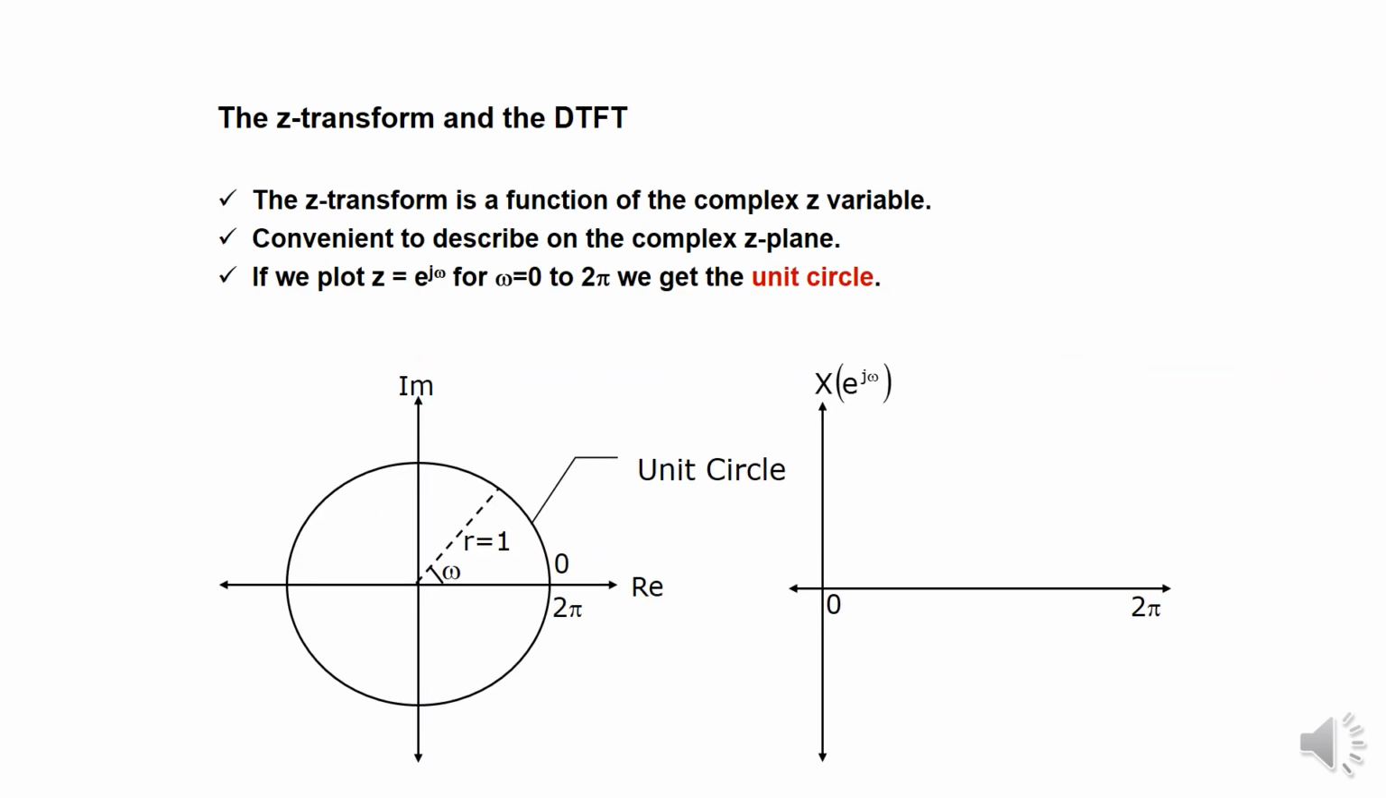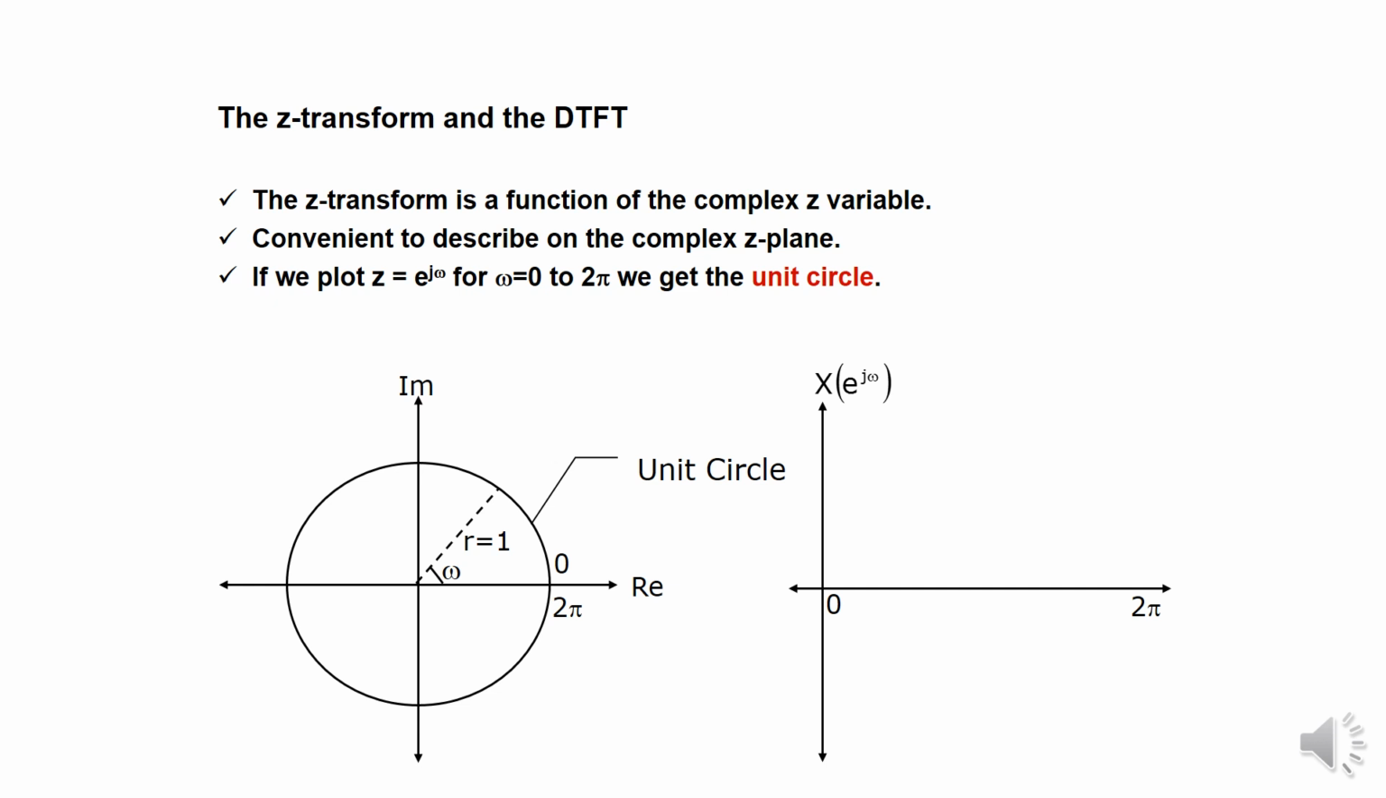So the Z transform, right? Z is a complex variable. As an example, Z is equal to e^(jω). Therefore, what is the magnitude of e^(jω)? It is 1, right? And in e^(jω), ω will change from 0 to 2π, right?